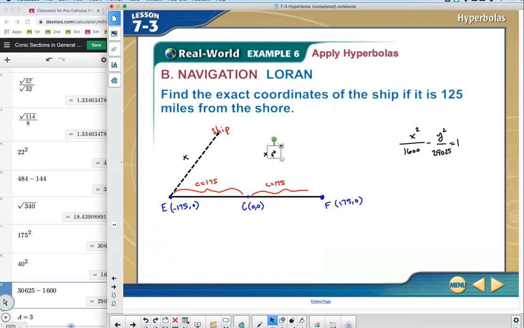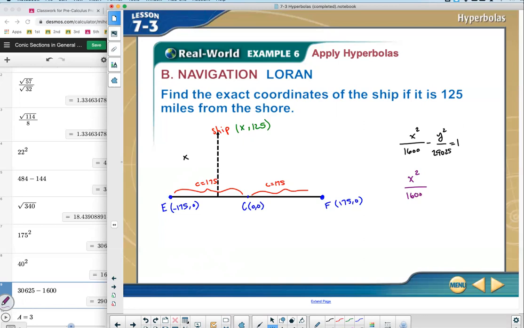Now that I know the equation, we know that this ship is 125 miles from shore. So we'll just say that ship, we don't know the x value, so I'll put x, comma. We do know it's 125 miles from the shore, and the way I've got it drawn, that would be a y value. So if I needed to solve this, I could plug in that as a y. This will be a little complex algebra. You could use a calculator to solve a lot quicker than I will, but here we go.